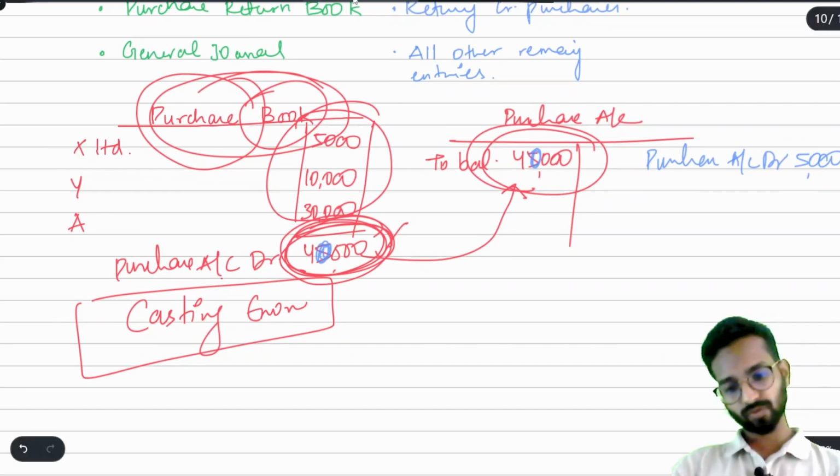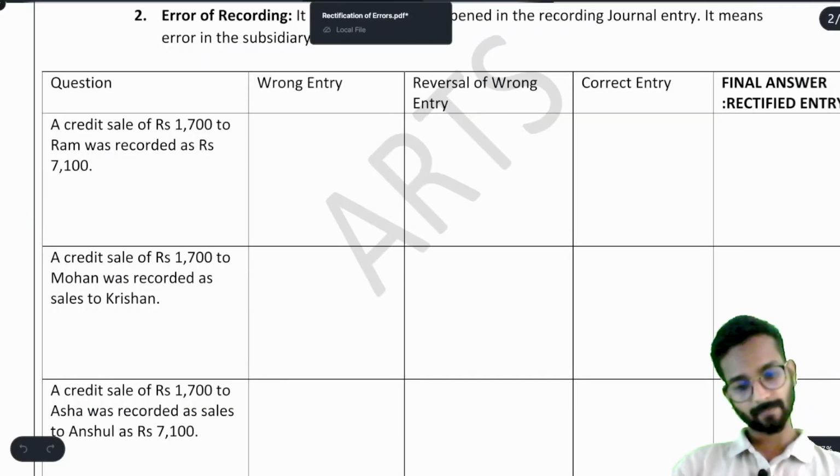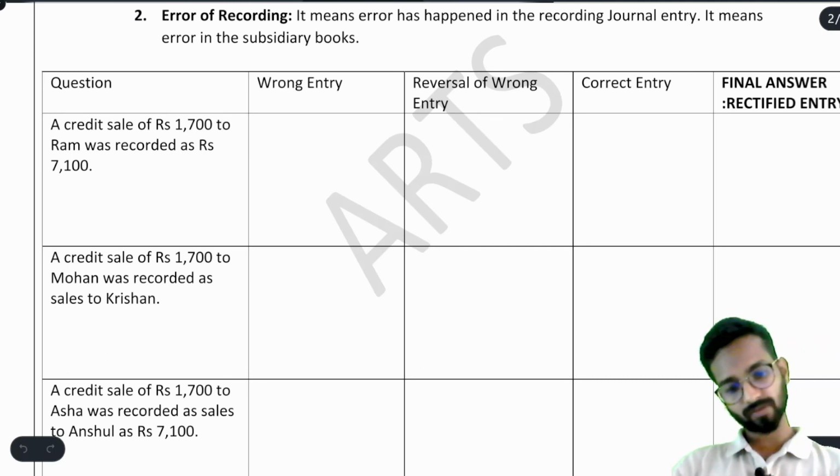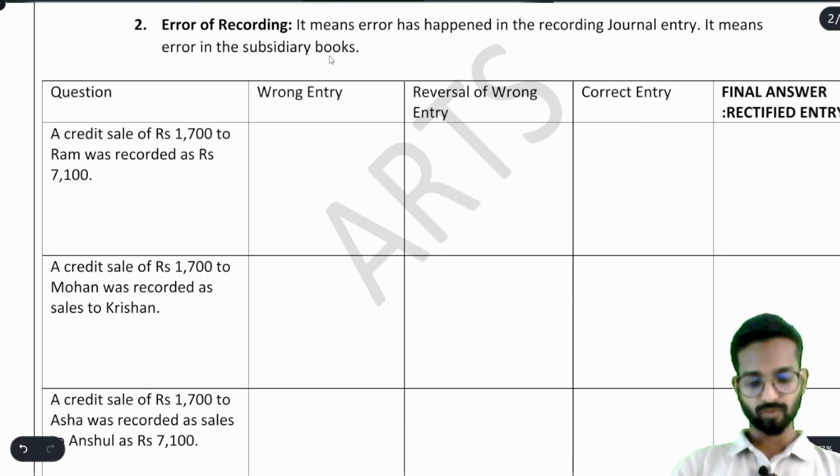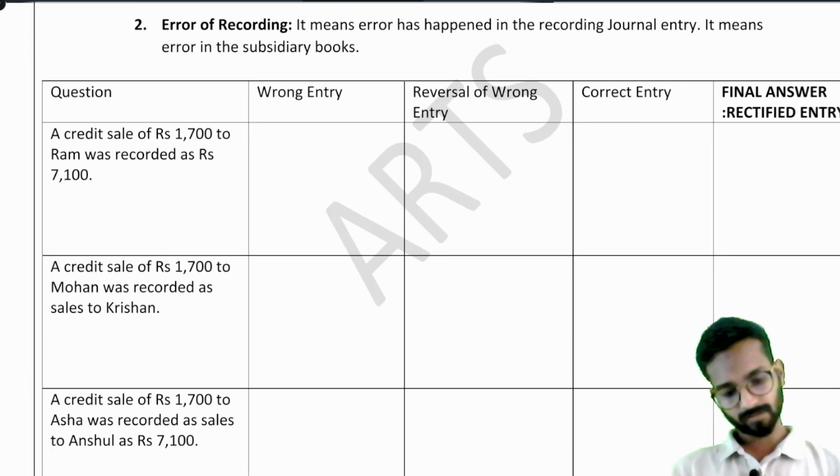Now let's go to the capsules. We have the question for error of recording. Error of recording means the error has happened in recording the journal entry. It means the error is in the subsidiary books. Now see, please understand, very important.